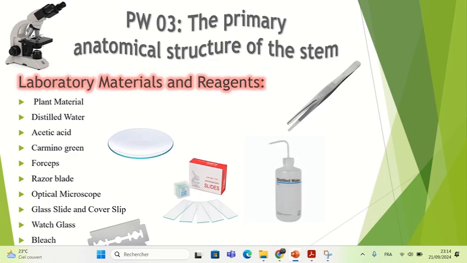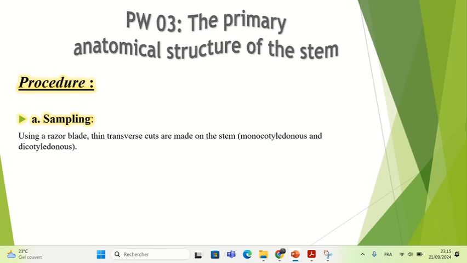The laboratory material and reagents we use are plant material, distilled water, acetic acid, carmino-green, forceps, razor blade, optical microscope, glass slide and cover slip, watch glass, and the bleach. For the procedure, A. Sampling. Using a razor blade, thin transverse cuts are made on the stems, which are monocotyledonous and dicotyledonous.